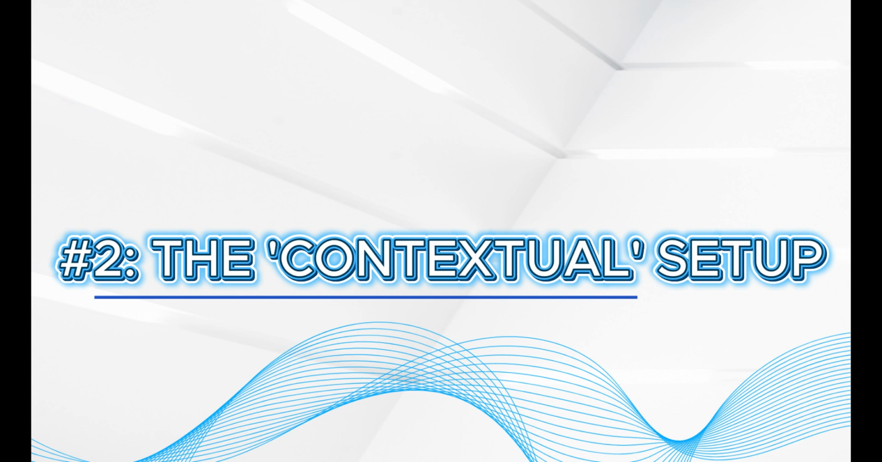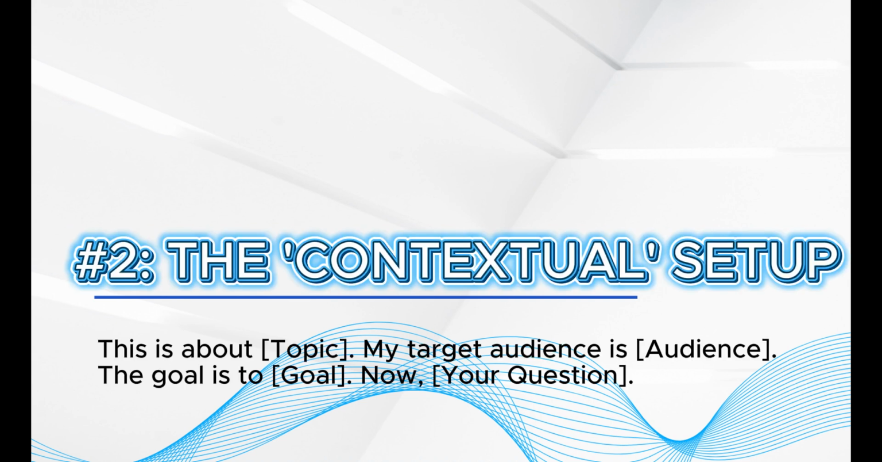Moving to secret number 2, the contextual setup. Context is king. The free chat only knows what you tell it in the current thread. To get paid level results, you need to set the scene. Before you ask the main question, give it the background information and your goal. This ensures the output is tailored exactly to your needs.